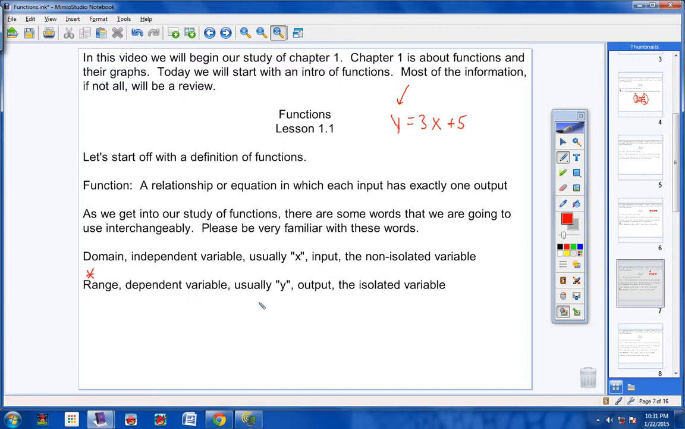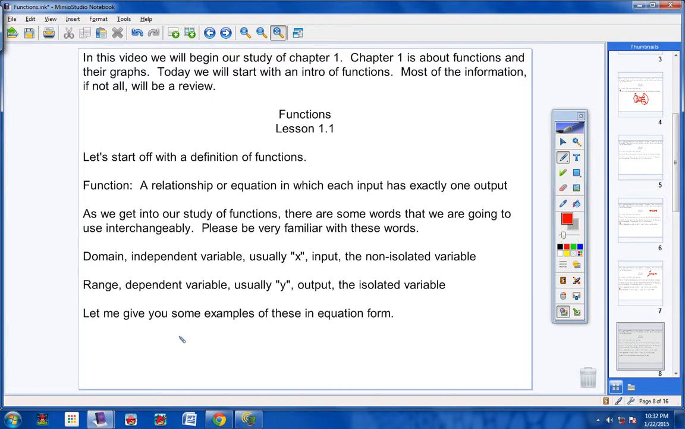Usually your range is going to be your y. We also call it your output, and we also call it the isolated variable. It's usually the variable all by itself right here. Okay, so we're going to use these phrases interchangeably. All right, moving on. Now, let me give you some examples of these in equation form so you can see what we're talking about.